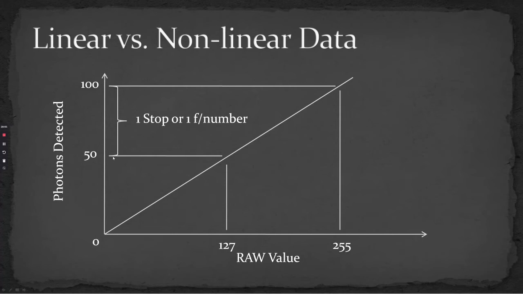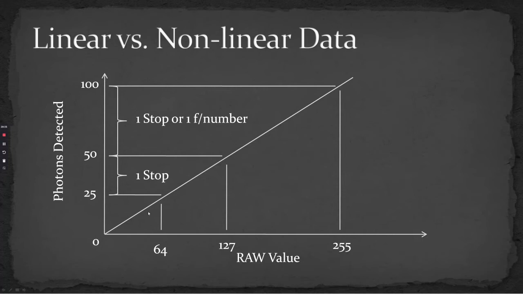So if we are capturing 12 stops of information, the first stop is here. The second stop is going to be from 50 to 25 in raw values of 64 to 127. The third stop would be down here, then the fourth, fifth, sixth. You can see they just get progressively smaller and smaller.